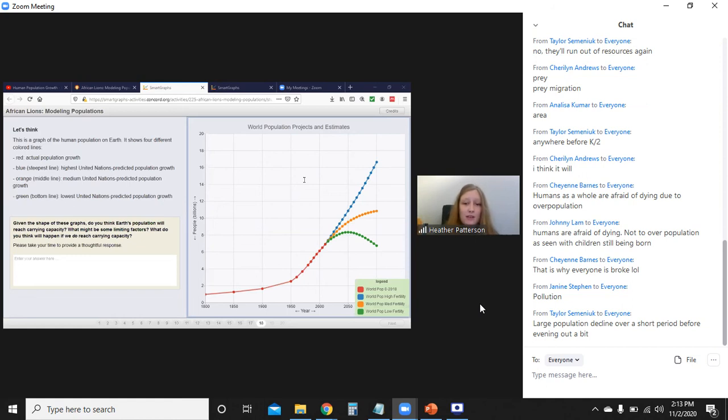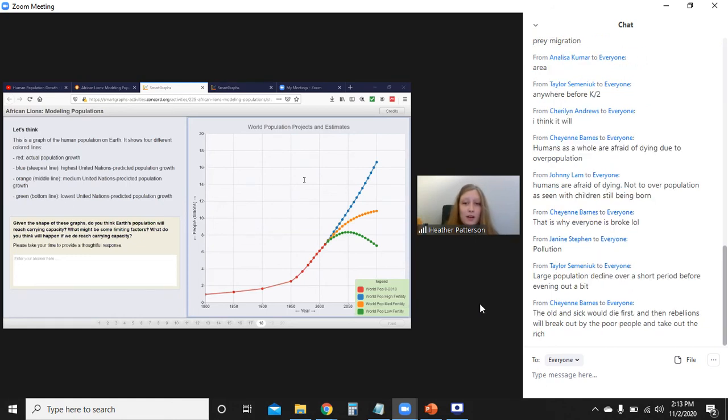Yeah, so that even happened. The old and sick would die first, and then rebellions would break out by the poor people and take out the rich. Very revolutionary. But similar things have happened. I don't remember what class it was that we were talking about it, but just prior to the Industrial Revolution, there was a huge cold snap, I guess. A lot of people starved to death because the crops got frost way earlier than expected, and people were freezing to death, people were starving to death.